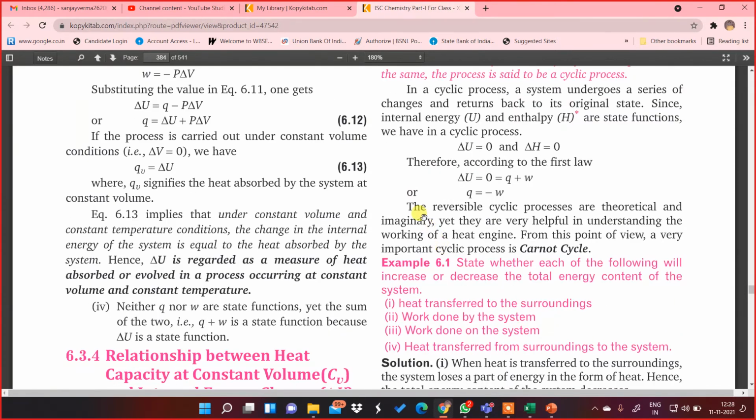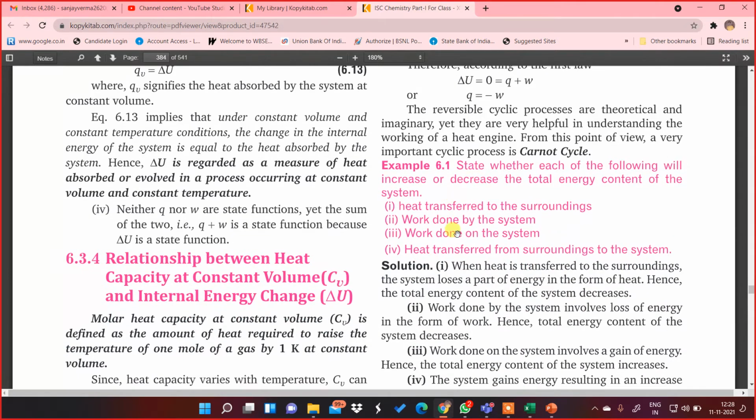The reversible cyclic processes are theoretical and imaginary, yet they are very helpful in understanding the work of a heat engine. From this point of view, a very important cyclic process, the Carnot cycle, has been explained in this chapter. Now, there is one example over here. Just try to go through this example on your own.